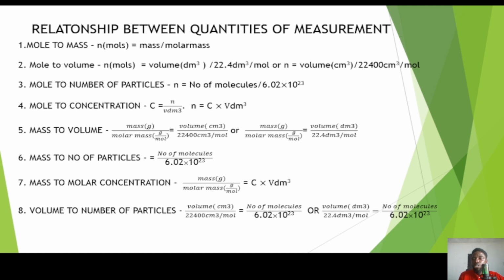The mass to volume relation is simply equating the mole to volume and the mass to volume formulas together, and you have your answer. So the implication is that the mass to volume relation is equals mass over molar mass equals volume in cm cube over 22,400 cm cube per mole. But when your question is now given such that the volume is in dm cube, it will now be given as mass over molar mass equals volume in dm cube divided by 22.4 dm cube per mole.